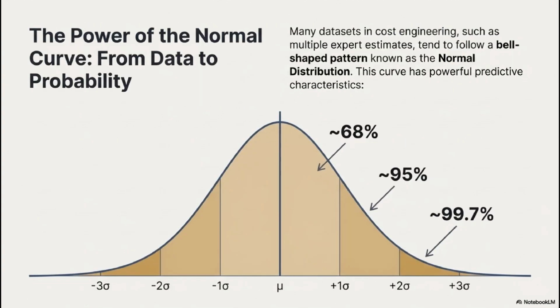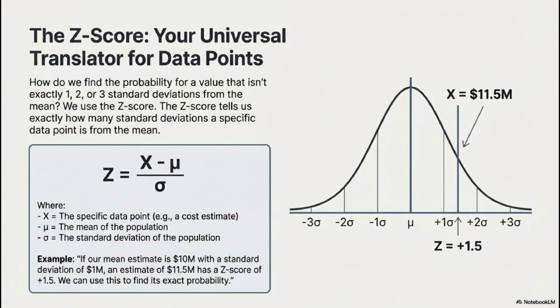We know that about 68% of outcomes fall within one standard deviation of the mean, 95% within 2, and 99.7% within 3. We find the probability of any specific cost point using the z-score. It translates any data point into a number of standard deviations from the mean, letting us pinpoint its exact probability.